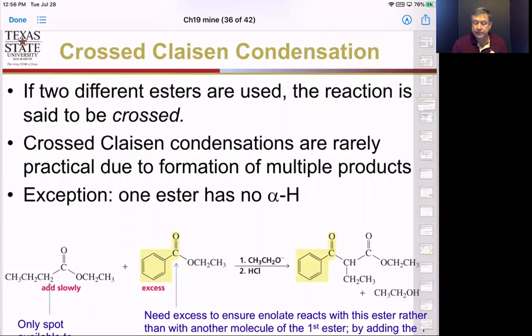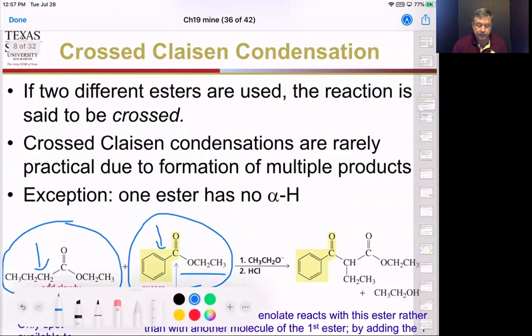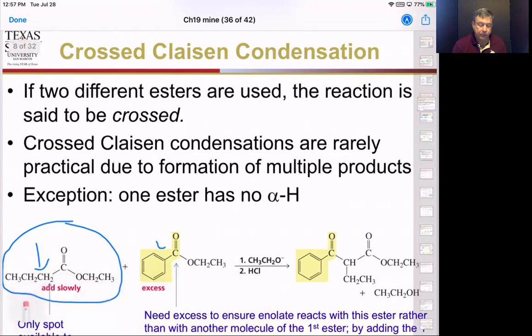So in this case here, we can use this substrate here. Notice it does have alpha hydrogens, and this ester right here, it doesn't have any hydrogens in that alpha position, okay? Which means when we add our base, this cannot form an enolate. It cannot form that negative ion because there are no acidic protons available to it. So what we'll do is, in this case, this one doesn't form the enolate, but the other one will.